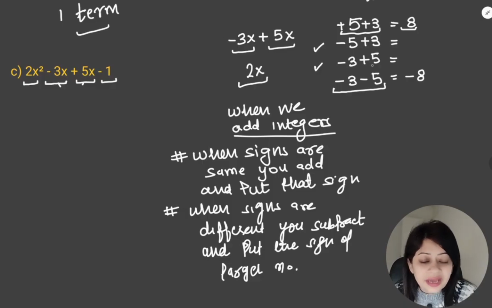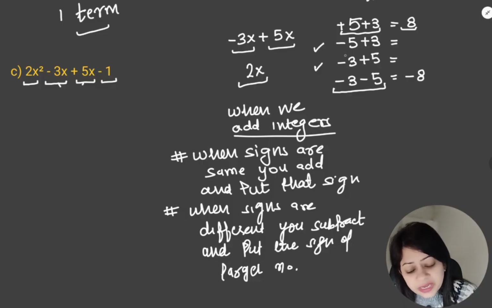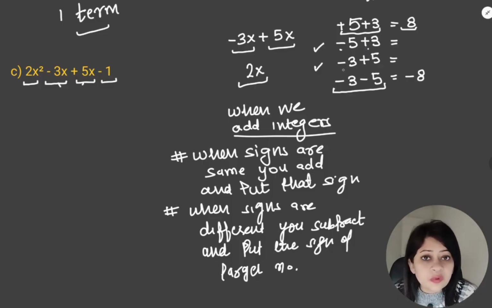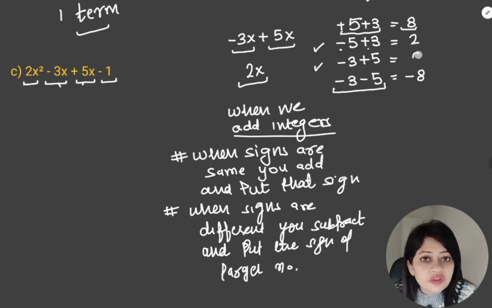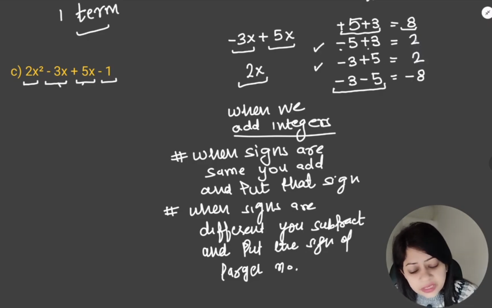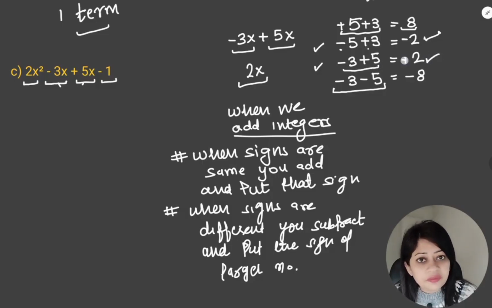In both of these, signs are not the same. Here 5 is negative, 3 is positive, so signs are different. Here 3 is negative, 5 is positive, signs are different. In such cases, what do we do? You subtract. What is the difference of 5 and 3? 2. Now what will be the sign of 2 here? In this case, the larger number is 5, right? What is the sign of 5? Negative. In this case, the larger is 5, what is the sign of 5? Positive. So the answer is plus 2. Are you getting my point? Okay, we will do it further as well.